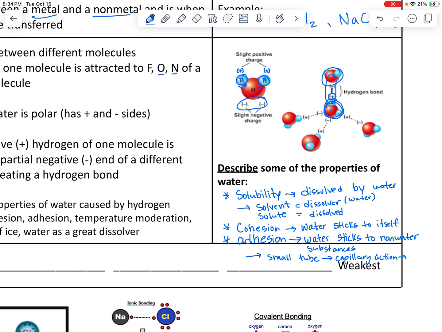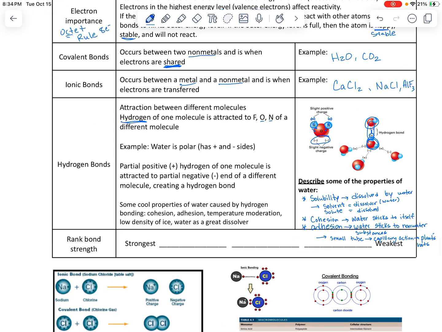Capillary action is also how plants' roots work. So, a plant isn't like literally sucking water up into its roots. It's actually capillary action that's doing that automatically.